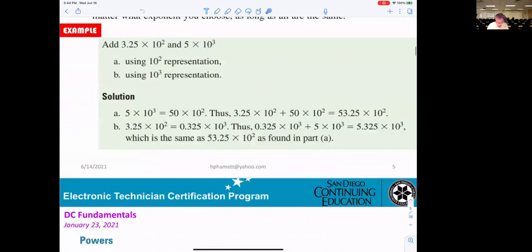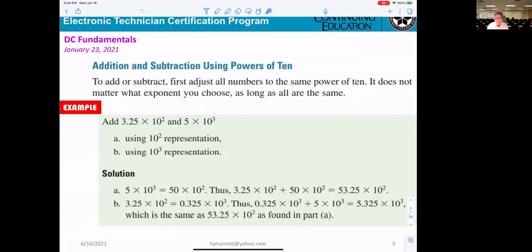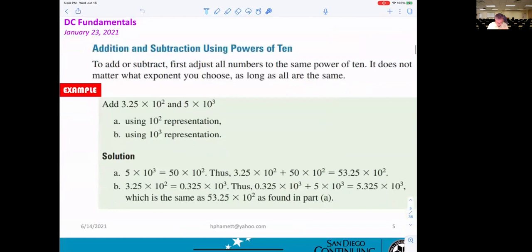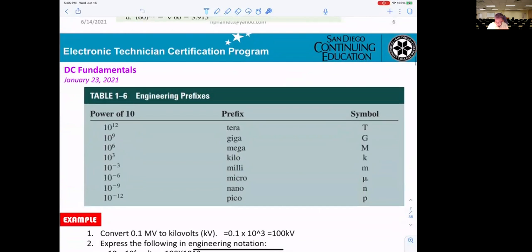And the addition, subtraction, multiplication or division, at least you have to know how to do it. Like if you want to add numbers with different powers, or multiply or divide them, you have to know how to do it. Okay, and then you can see the engineering prefixes. When I talk about tera, you must know that it is 10 to the power of 12. A kilo is a power of 3, milli is minus 3, and so on.